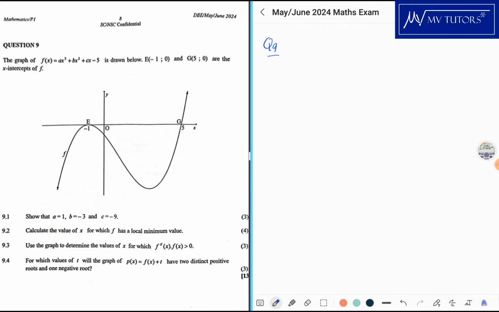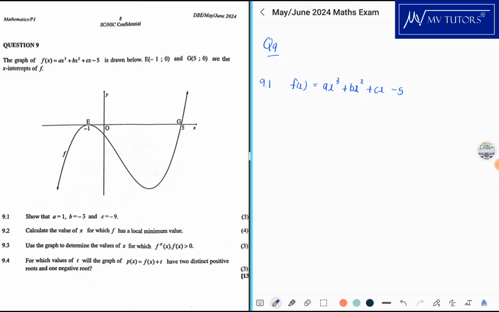It says the graph of f of x is given and it's drawn below. So we have the points E and G, which are the x-intercepts of f. Okay, great. Now 9.1, show that the values of a, b, and c are that. So they've given us the equation of f of x, which is equal to ax cubed plus bx squared plus cx minus 5. Okay, they've given us the y-intercept, and they've given us all the intercepts.